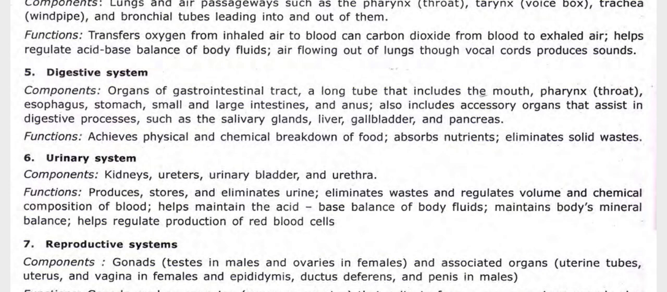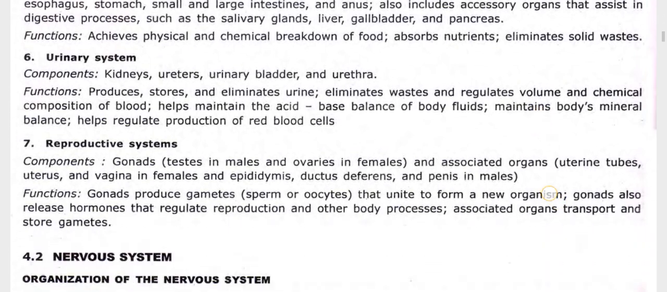Urinary system. Components include kidneys, ureters, urinary bladder, and urethra. Functions: produces, stores, and eliminates urine, eliminates wastes, and regulates volume and chemical composition of blood, helps maintain the acid-base balance of body fluids, maintains body's mineral balance, helps regulate production of red blood cells.